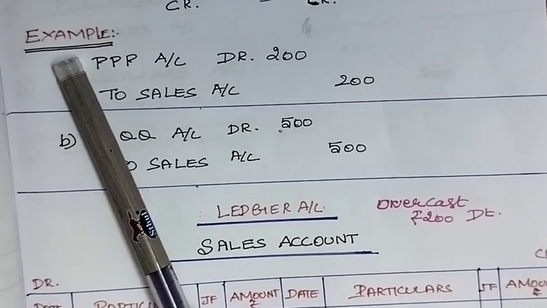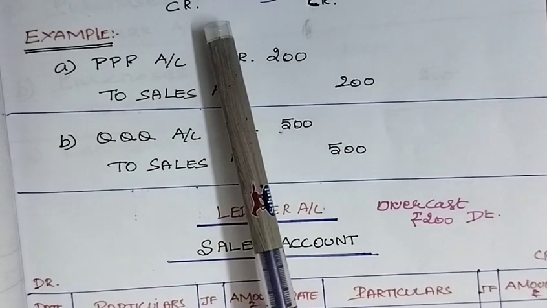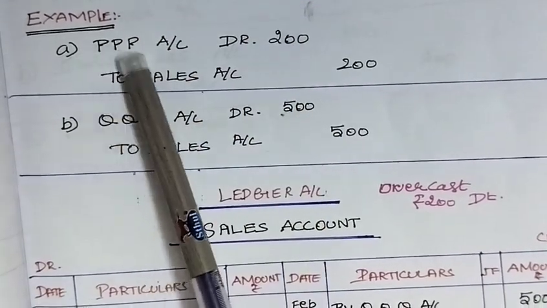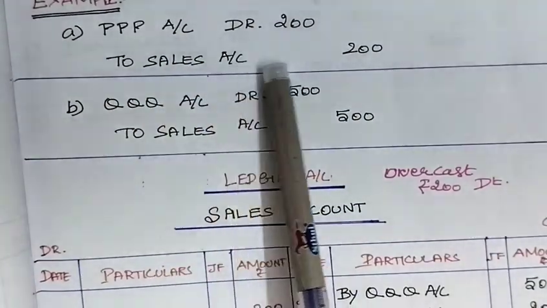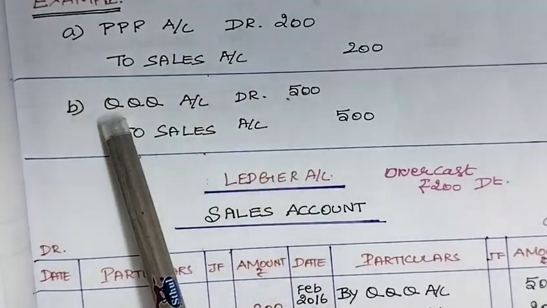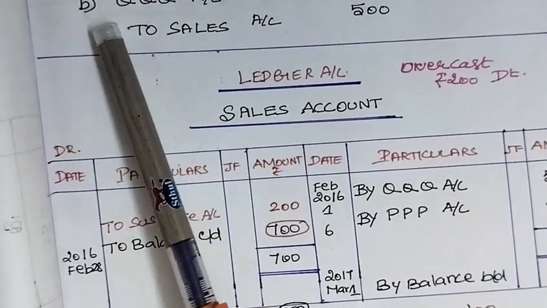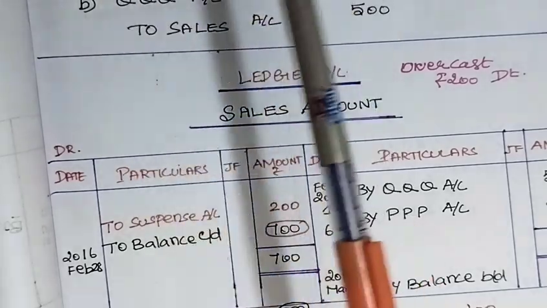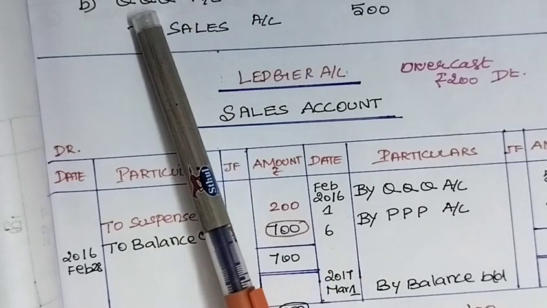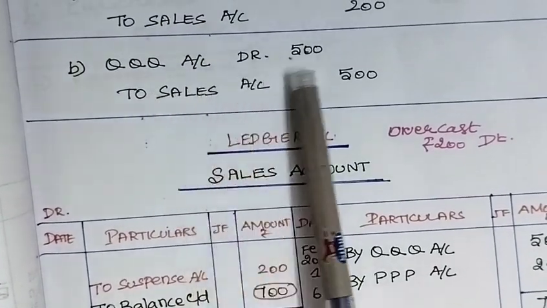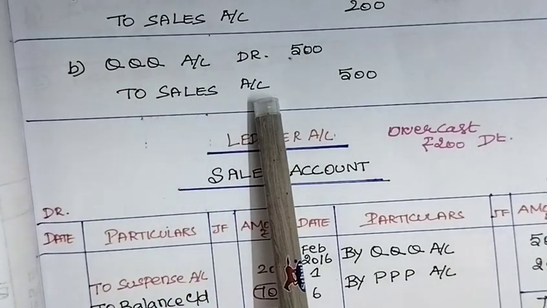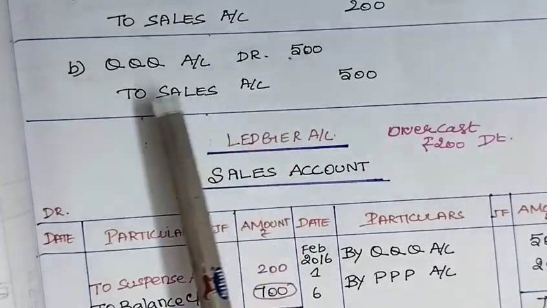Say for example, when you sold goods to PPP on credit rupees 200, what is the journal entry? PPP account debit 200 rupees to sales account 200. Where does sales account show? Sales account shows on credit side. Then another question, when you sold goods to QQQ on credit rupees 500, what is the journal entry? Sales account always appears on credit side, to sales account 500.